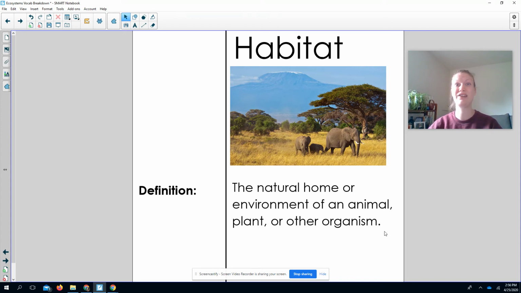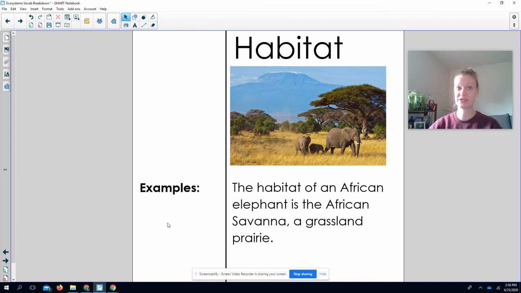So where is it naturally found? Examples, the habitat of an African elephant is the African savanna, a grassland prairie. Things that get tricky are animals that have been moved. So you wouldn't say that the habitat of a polar bear was a zoo because that's not where the polar bear is naturally from. So anything that has been transplanted or modified by human behavior is not necessarily a habitat.